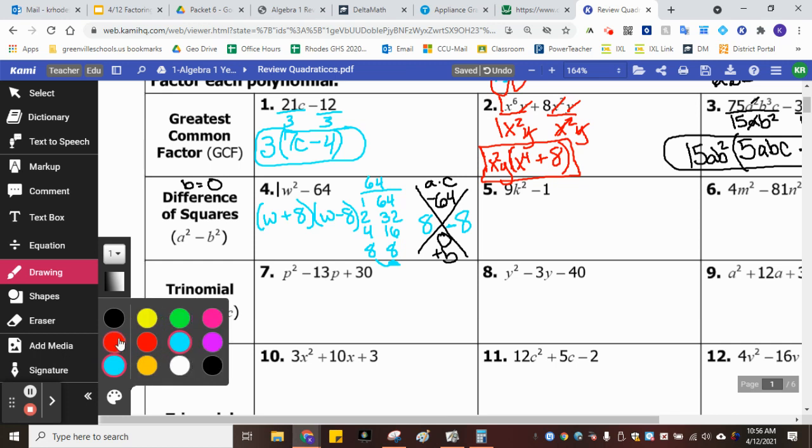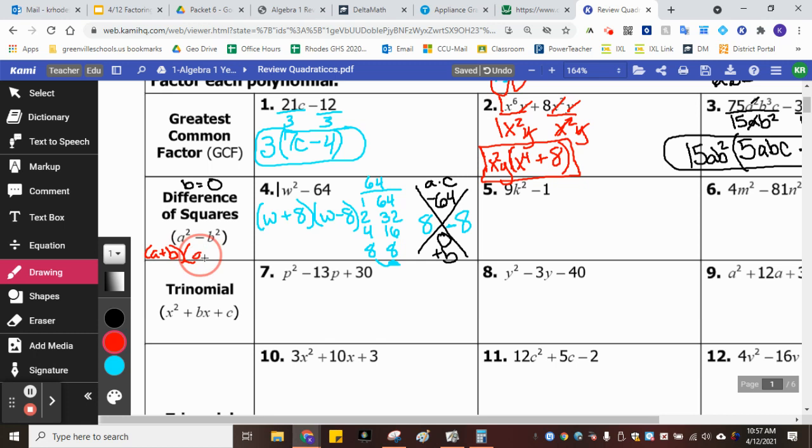Okay, difference of squares. There's actually a rule that says difference of squares is A plus B, A minus B, but they have to be perfect squares. W squared has to be a perfect square, and 64 has to be a perfect square. So W squared, what's being squared would be W, so W goes in the first part. 64, the square root of 64 is 8, so 8 and 8. One's positive, one's negative. That's just the rule.